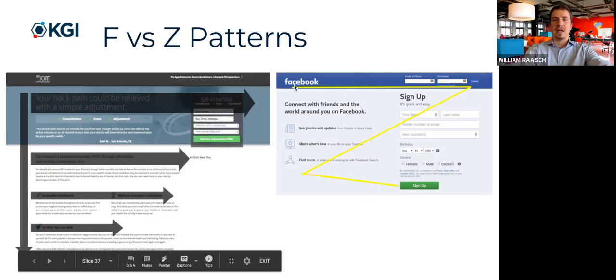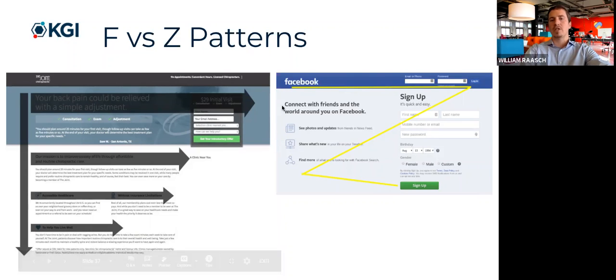Z pattern, an example is Facebook, where what they really want you to do is sign up. First, learn just enough to know that you want Facebook, and then sign up for it. So here you go left to right on the top, then scan all the way down for these icons, and then you might move over to the sign up button. So here they're guiding you towards signing up. Does that make sense?